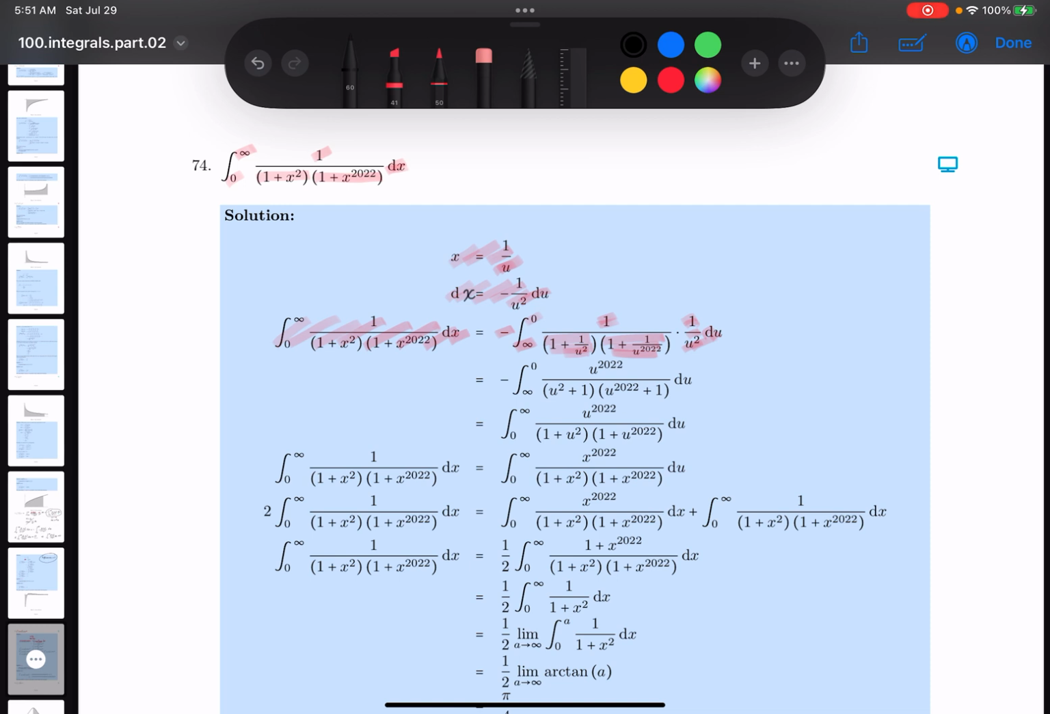And to do that, I guess one thing I could do, let me write this down for you. So it's 1 over 1 plus 1 over u squared, and then 1 plus 1 over u to the 2022. And I already have 1 over u squared over there. I'm going to associate this with this factor. Let me write that down for you. What are you going to get? You get 1 over u squared plus 1. I'm still left with this thing.